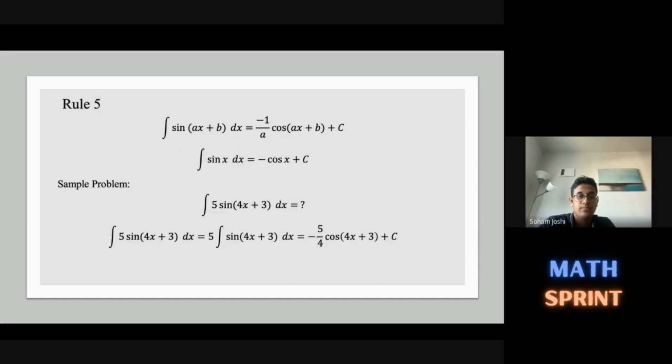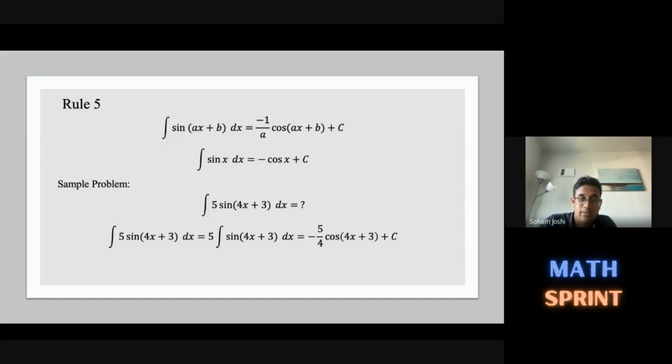All right, the fifth rule. If we integrate a function of the form sin(ax + b), where a and b are constants, we obtain minus 1/a cos(ax + b) + c. Here's a good problem. We need to integrate 5 sin(4x + 3) with respect to x.